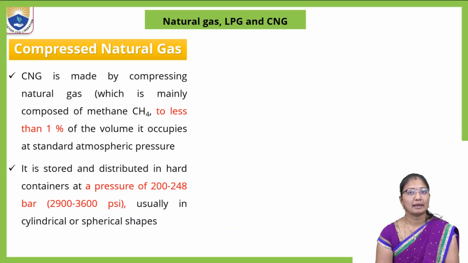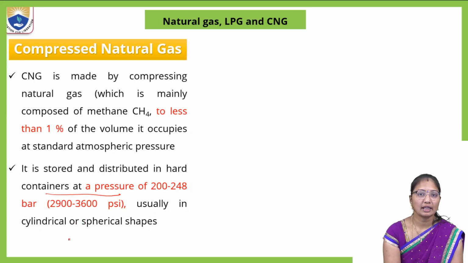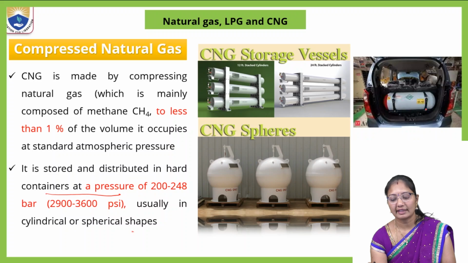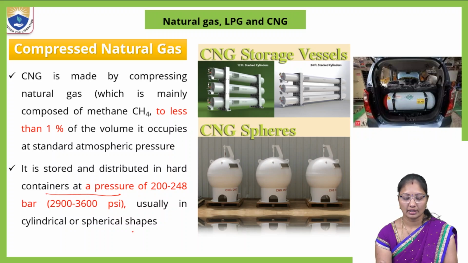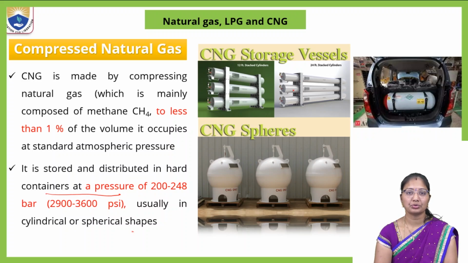It is made by compressing natural gas to less than 1% of its atmospheric volume, and it is stored and distributed in hard containers at a pressure of 200 to 248 bar, or 2900 to 3600 psi, usually in cylindrical and spherical shapes. So we can see CNG gas in cylindrical and spherical shapes. They are transported in hard containers like this. They are used in cars. These are the CNG storage vessels. Cylindrical tubes or cylindrical tanks are usually used to store this CNG gas.